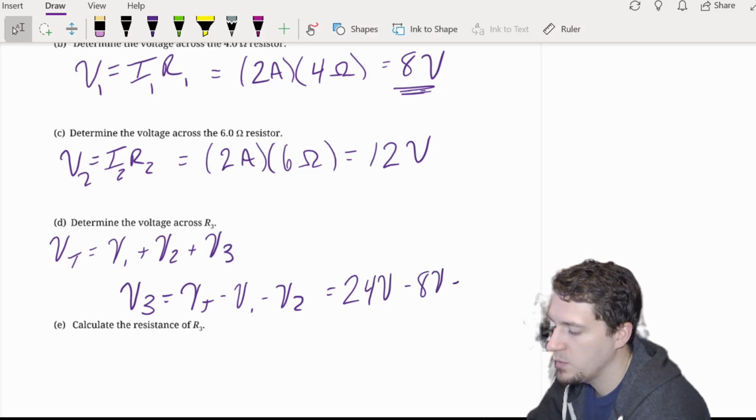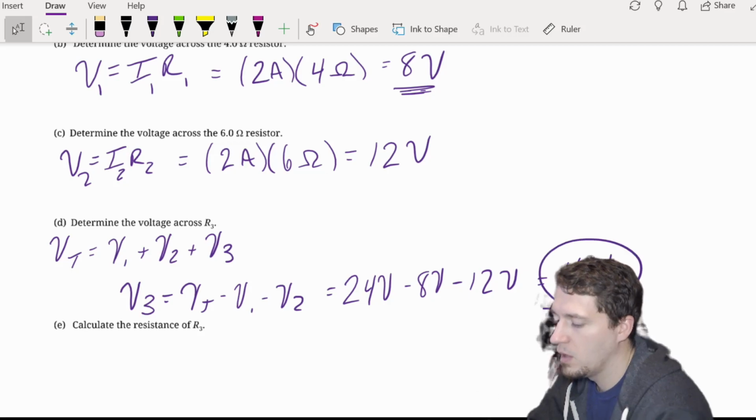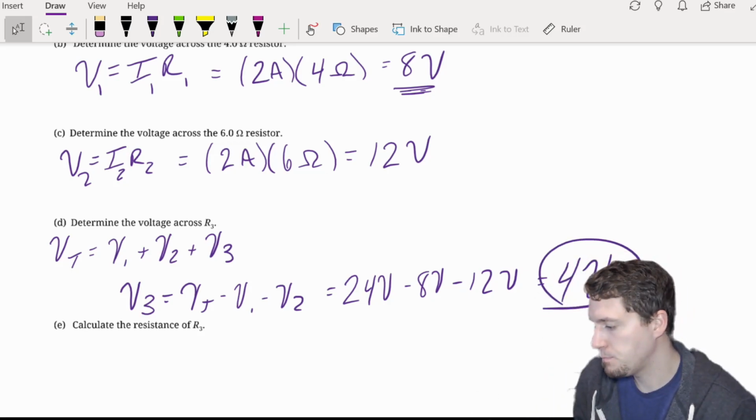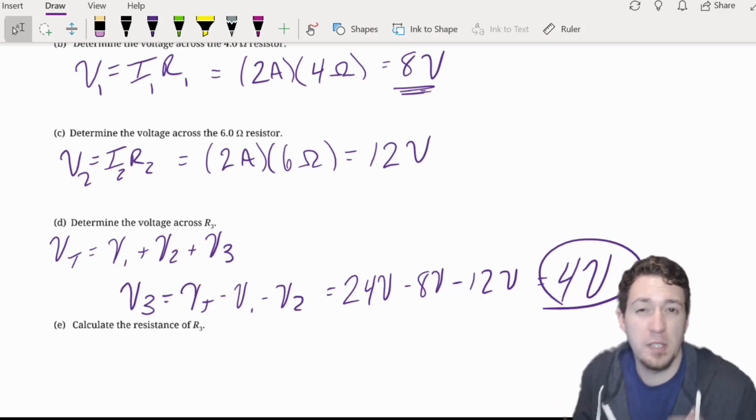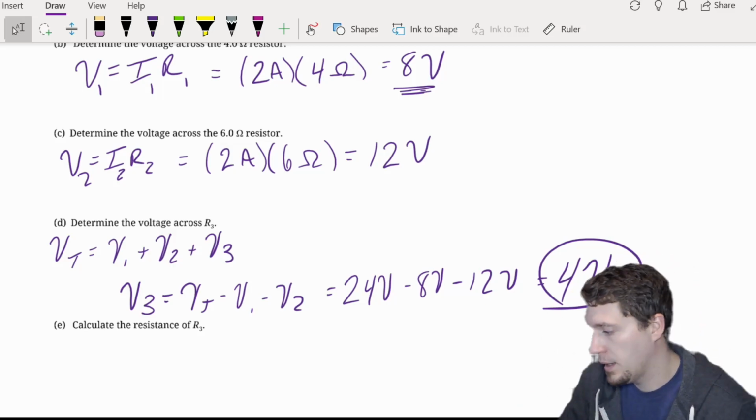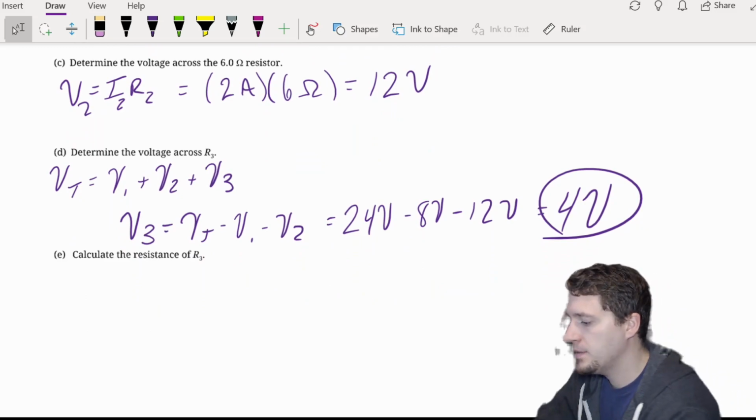Minus 8 volts minus 12 volts. And if we do this math appropriately, we should end up with 4 volts in the end. Cool. Great. And again, because we're getting 8 plus 12 plus 4, that's my total energy. I'm not losing or gaining any energy in the circuit. Now it says calculate the resistance.